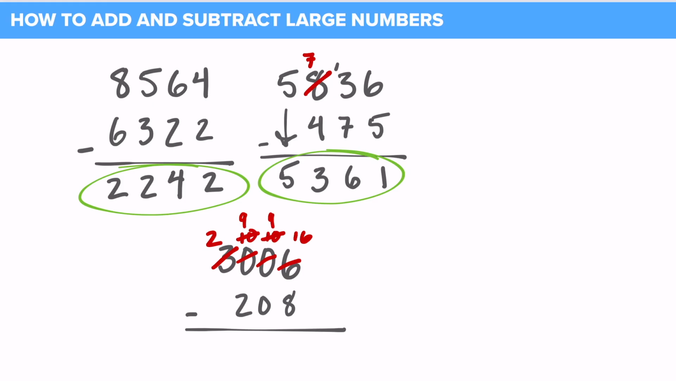So let's try this. We got 16 minus 8, that's 8. 9 minus 0, that's 9. 9 minus 2 is 7. Bring down this final 2, and there's my answer. It's 2,798.